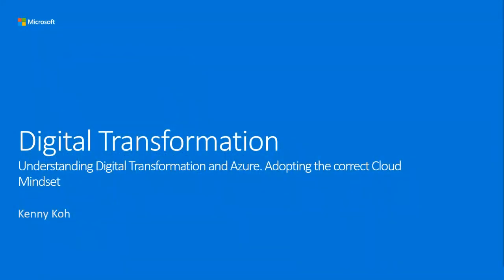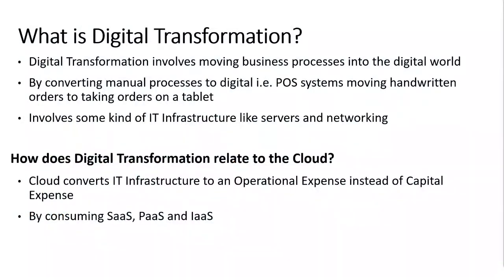Now, digital transformation. What is digital transformation? Digital transformation is when you move a business process into the digital world. Something like automating labor in the factory, or moving handwritten orders at the restaurants into a tablet. That's an example of digital transformation. The digital transformation usually involves IT infrastructure like server and networking equipment. There's also computers that the end users would use. These are your typical IT infrastructure.